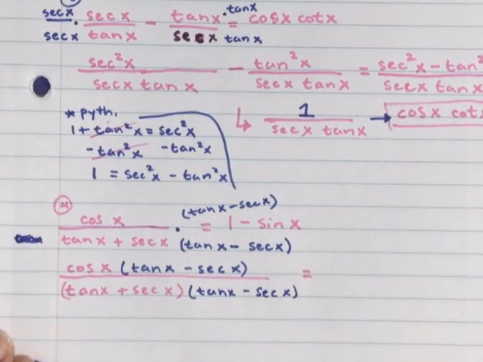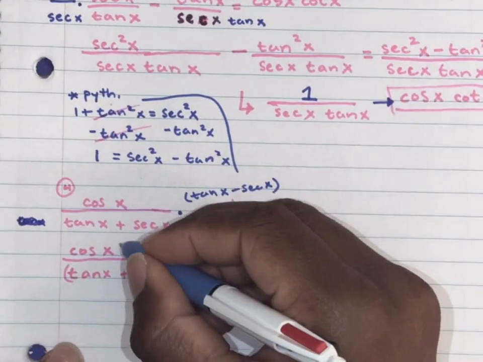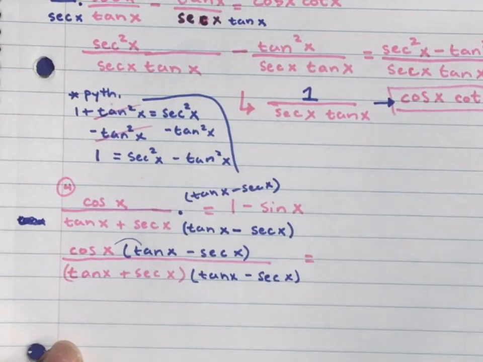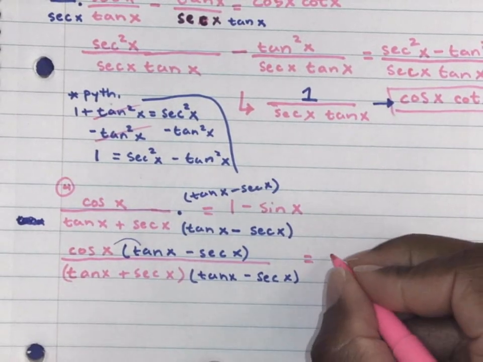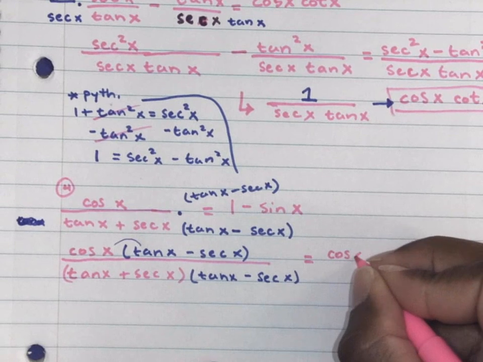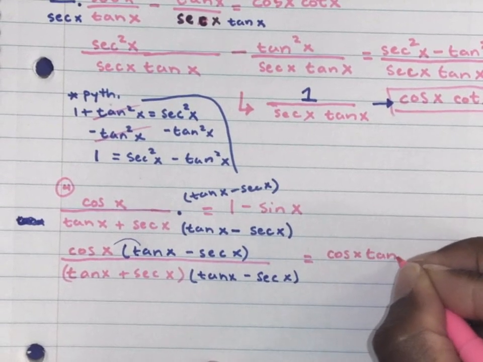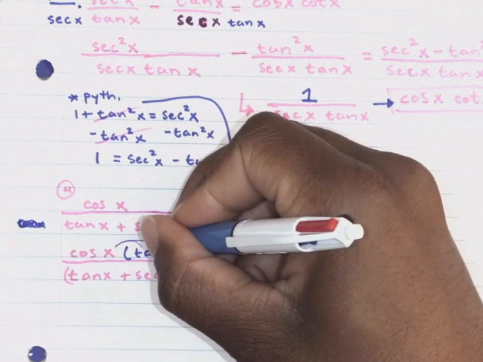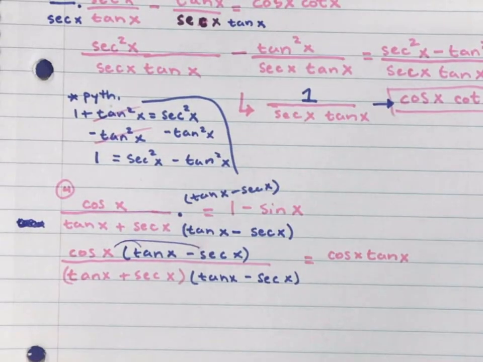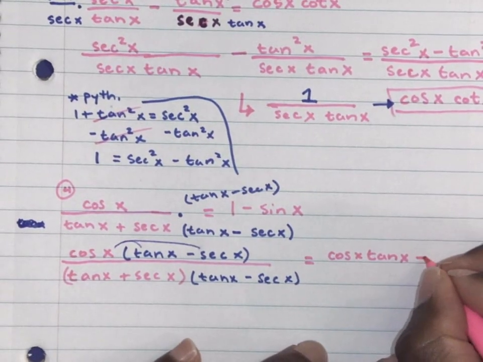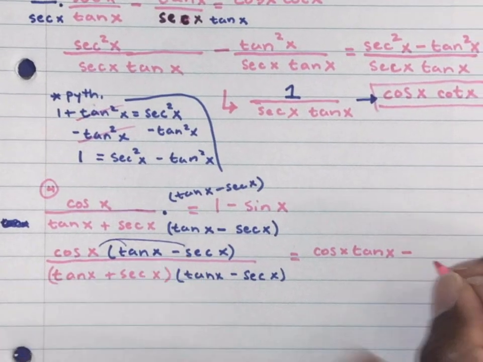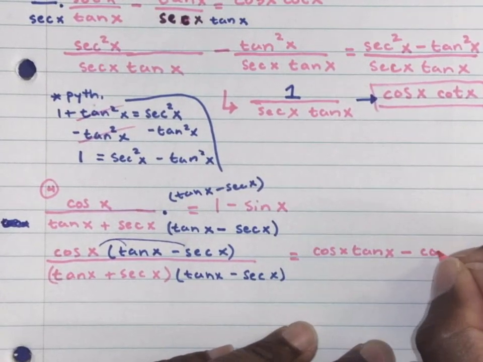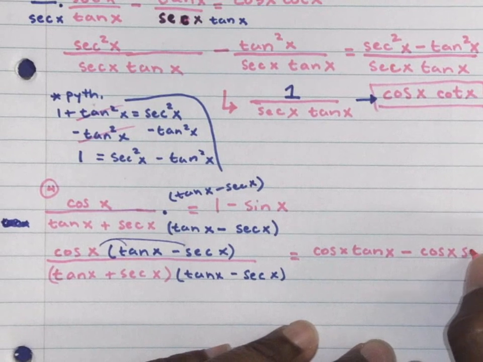All right, so let's multiply the top. First, I need to do some distributing. I got cosine of x times tangent of x, which is cosine times tangent. And then I've got cosine of x times secant of x. So minus, because it's negative there. And then we got cosine x secant x.